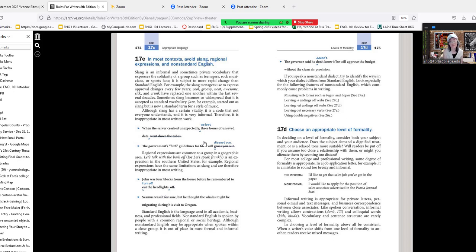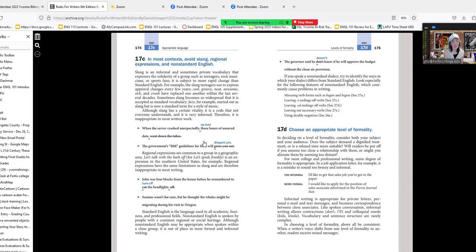In most contexts, avoid using slang, regional expressions, and non-standard English. So an example of non-standard English or regional slang would be, I ain't doing the work, or I isn't America. And in some parts of the country, or if you're at home with your friends and family, you can speak slang like that. But when you are out and about in the workplace, you need to speak in grammatically correct English, mainstream English, and what's in your grammar book.